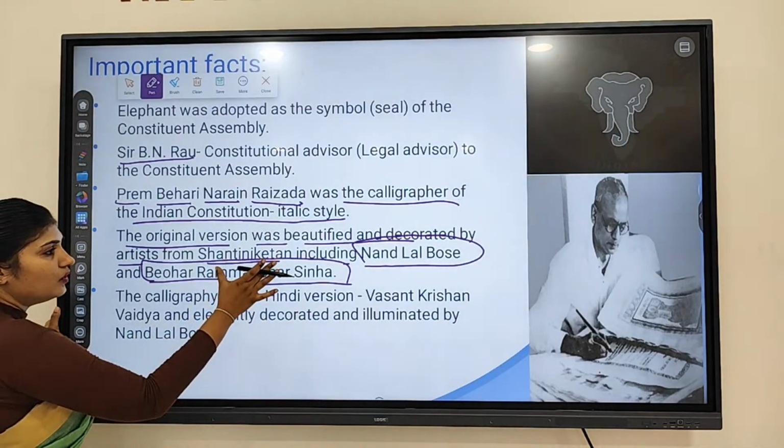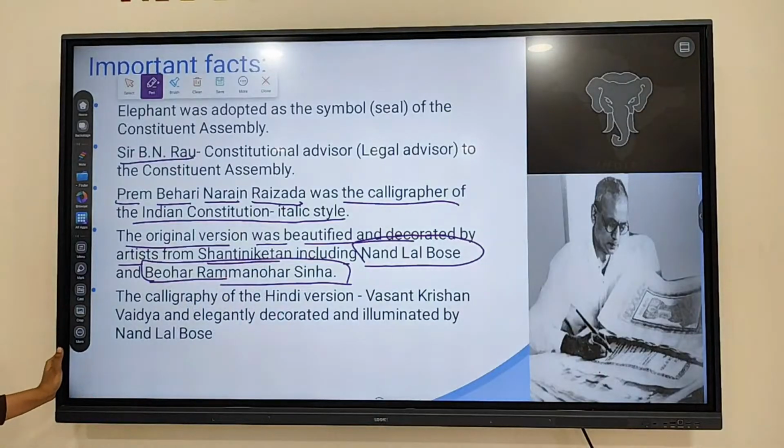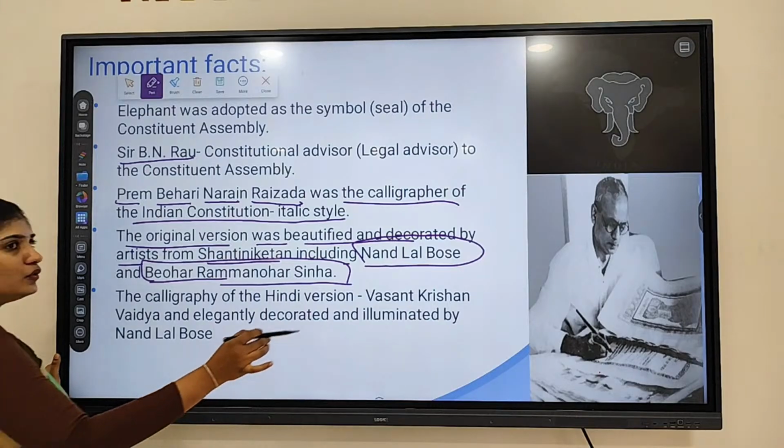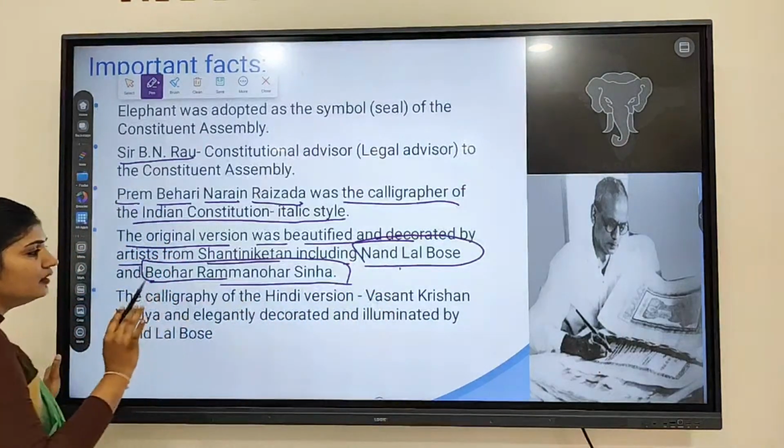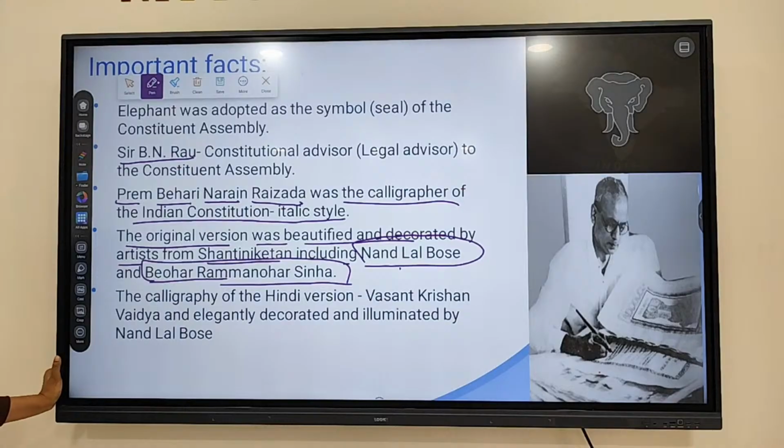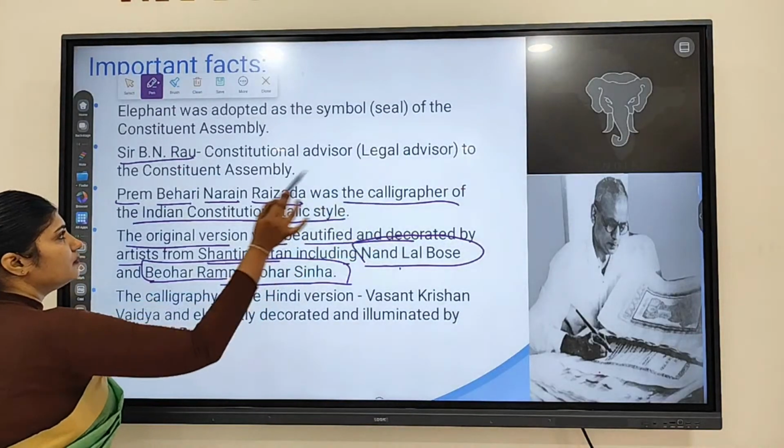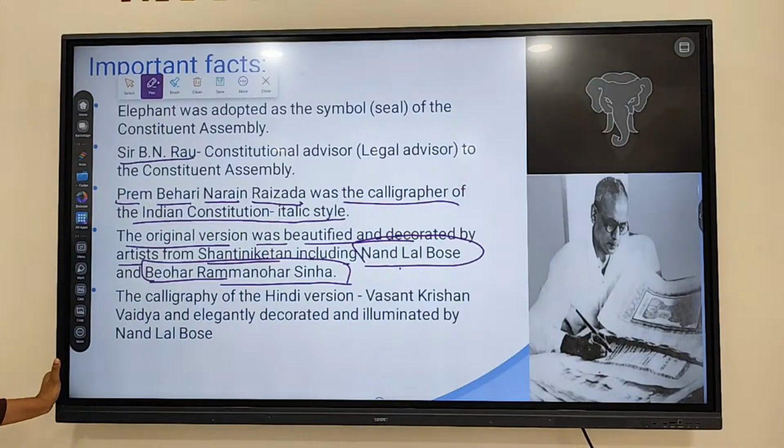Shantiniketan was an artistic institution where there were a lot of the best artists in India. They used to work in that Shantiniketan. From there, two people, Nandalal Bose and Vyohar Ram Manohar Sinha, used to decorate and beautify those pages. But who was the calligrapher? Prem Behari Narayan Raizada. He wrote it in English, in italic style.